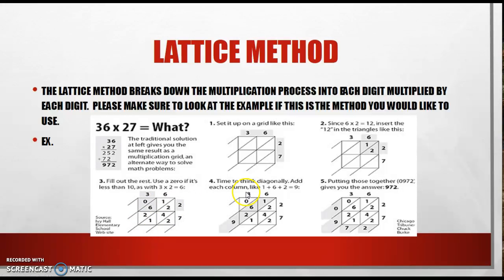So once you have all that, then we're going to diagonally add up the numbers. So here we have 0, then we have 1 plus 6 plus 2, which is 9. Then we do 2 plus 4 plus 1, which would be 7. And then we just have a 2, which is 2. And then you start here at the top and you work your way back around, and we have a 0972, which is 972, and it matches what the traditional method showed.